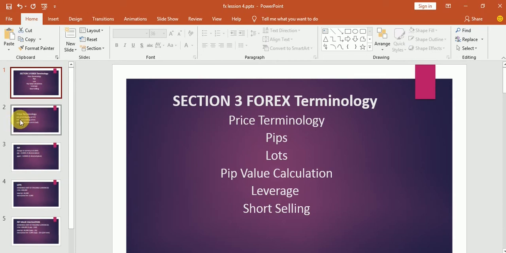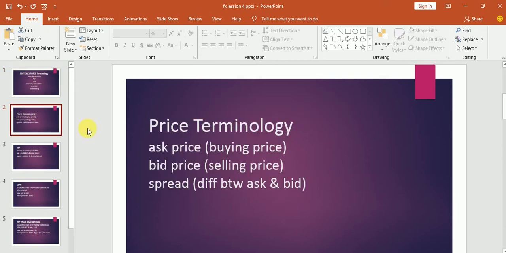Okay, we want to move to the price terminology. We have the ask price, and we have the bid price, and we have the spread. The ask price is simply the buying price, whereby the bid price is simply the selling price. The buying price is how much you can buy at, and how much you can sell at is the bid price.